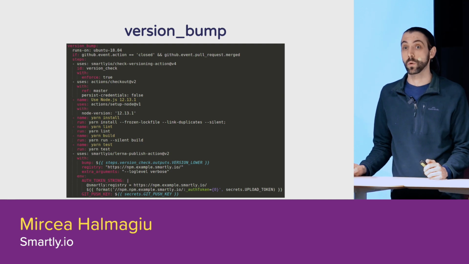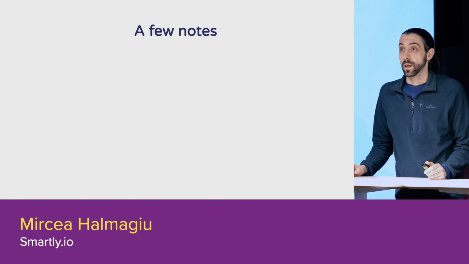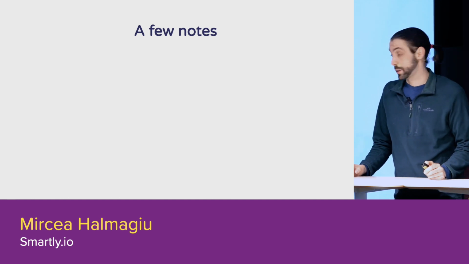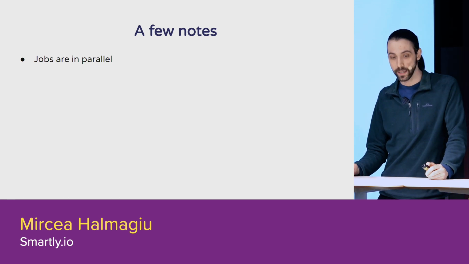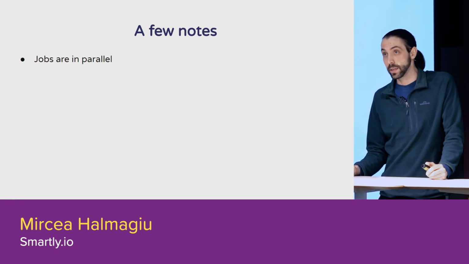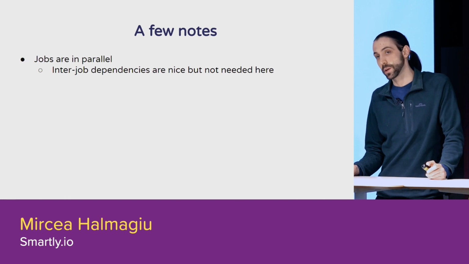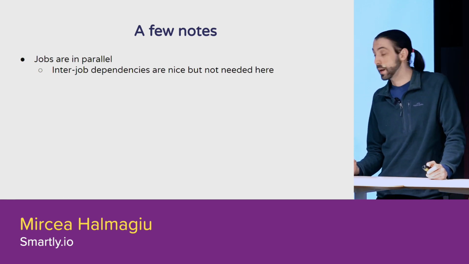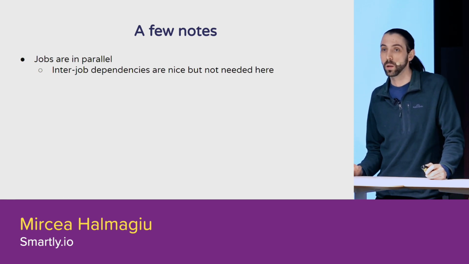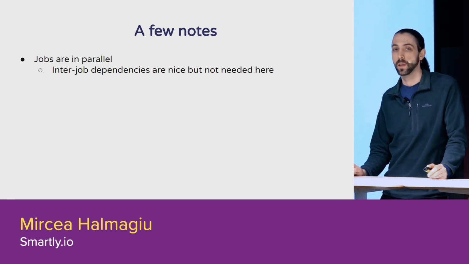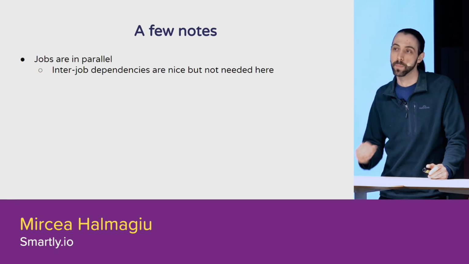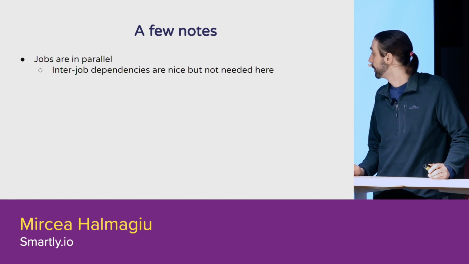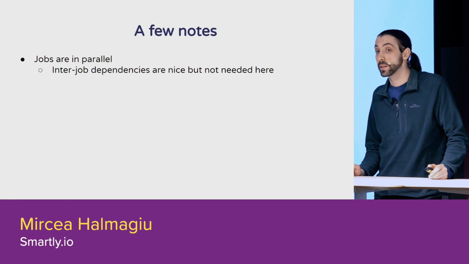So let's talk a little bit about a couple of important points here. A few notes to make here. One, the jobs are running in parallel. We're not chaining them. So inter-job dependencies are really nice, but in this case, they're not needed. For example, if a developer forgets to add a label, we'd actually like the build to continue. We'd like them to be able to see whether the build passed or not without having to add a label and manually rerun the job. That's more of a convenience than anything else.